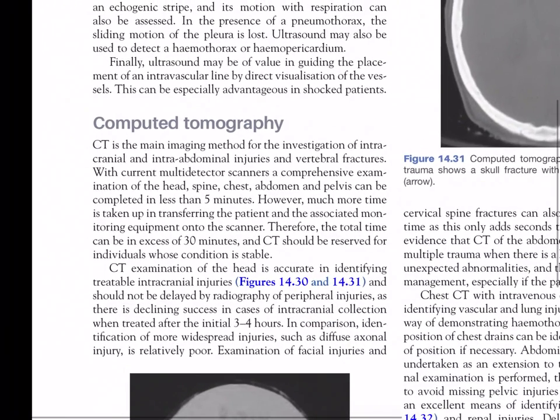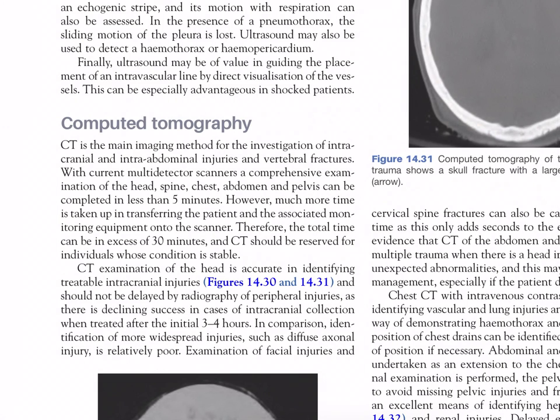Computed tomography (CT) is the main imaging method for investigation of intracranial and intra-abdominal injuries and vertebral fractures. With current multi-detector scanners, a comprehensive examination of the head, spine, chest, abdomen and pelvis can be completed in less than 5 minutes. However, much more time is taken up in transferring the patients and the associated monitoring equipment onto the scanner. Therefore, the total time can be in excess of 30 minutes, and CT should be reserved for individuals whose condition is stable.